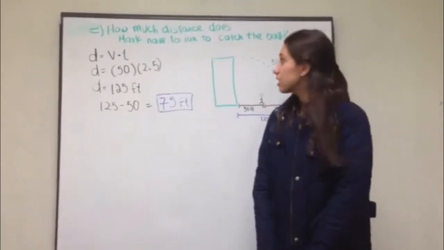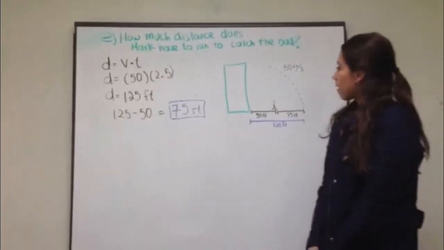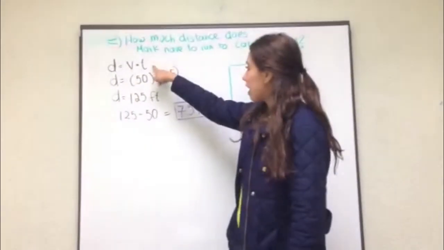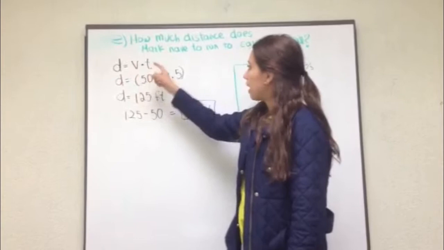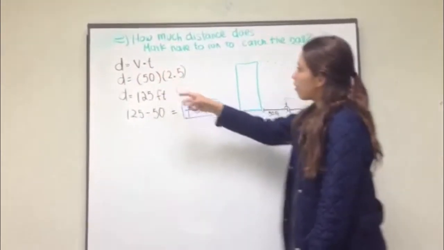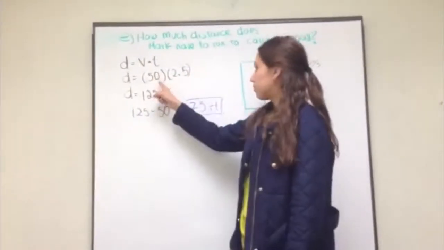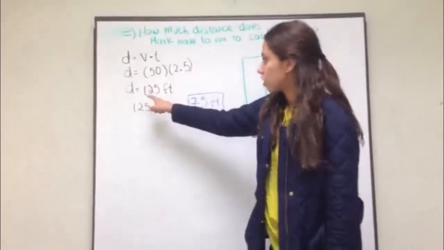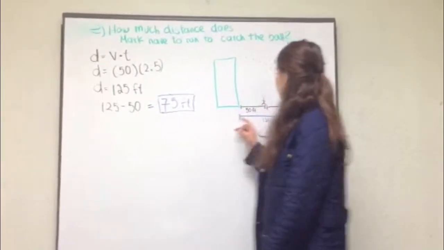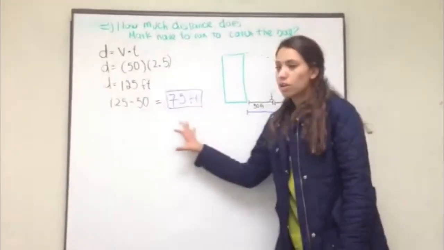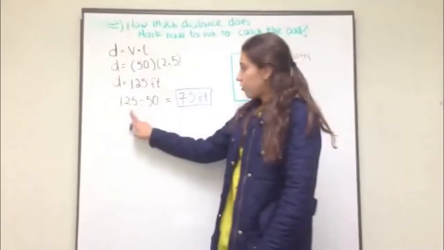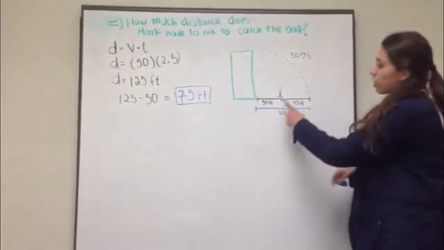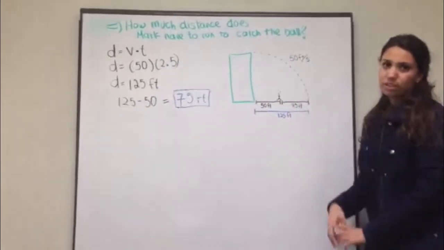Letter E is, how much distance does Mark have to run to catch the ball? First we use this formula, velocity multiplied by time. Then we substitute the values, 50 multiplied by 2.5, and the answer is 125 feet. But Tom is 50 feet away from the building, so we subtract 125 minus 50, and the answer is 75 feet. So he runs 75 feet.